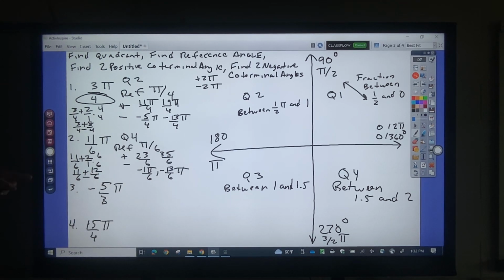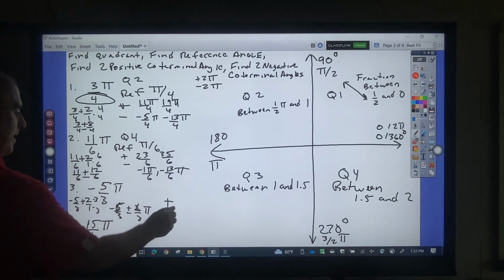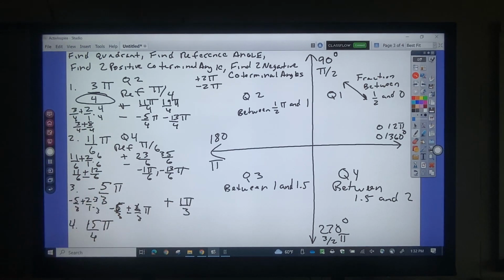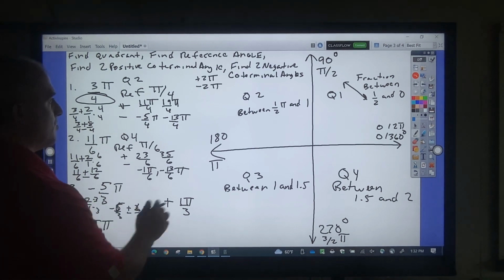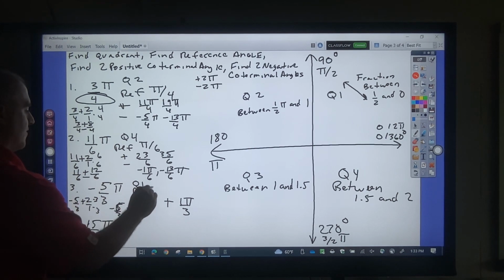Next, negative 5 pi over 3. Sometimes by adding 2 pi, with a common denominator, that's negative 5/3 plus 6 pi over 3, so that's going to be 1 pi over 3. That would be in quadrant 1. The reference angle would be pi over 3.